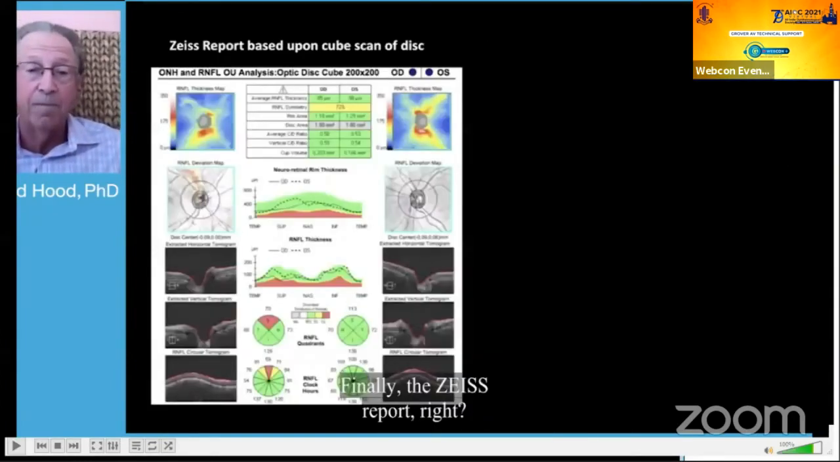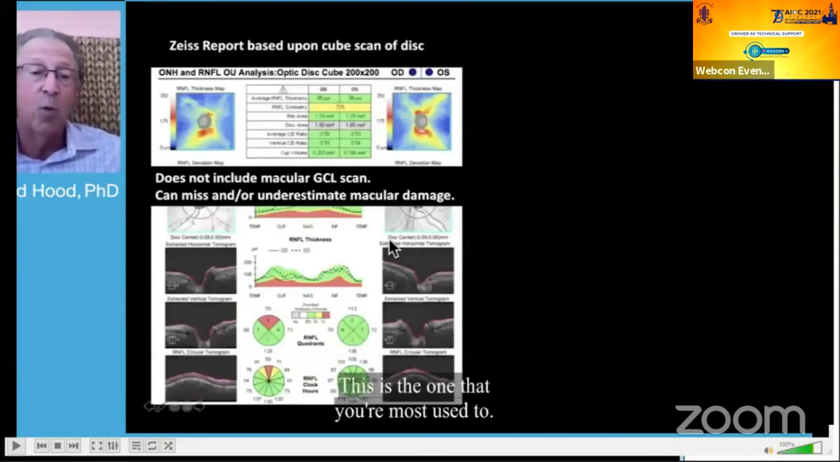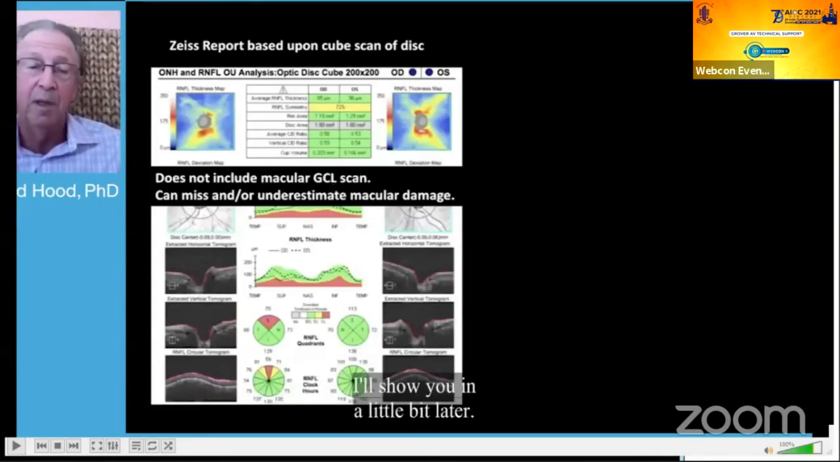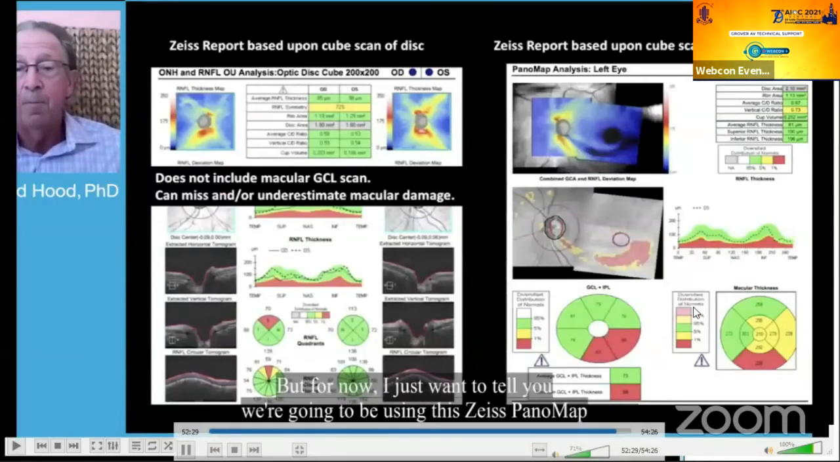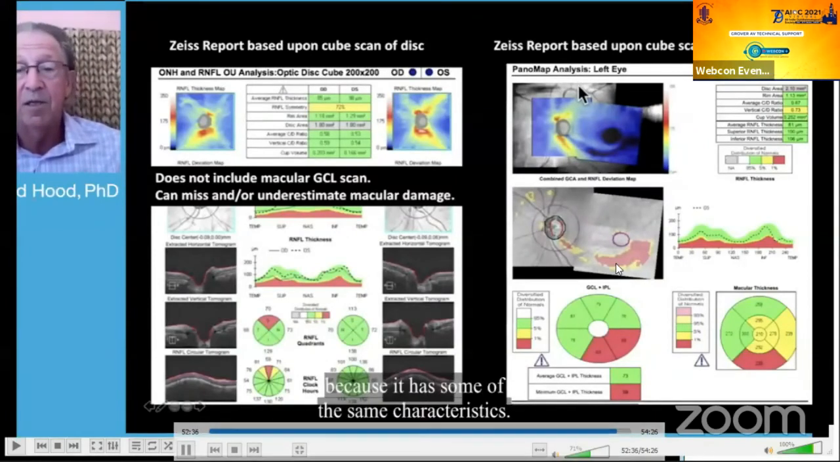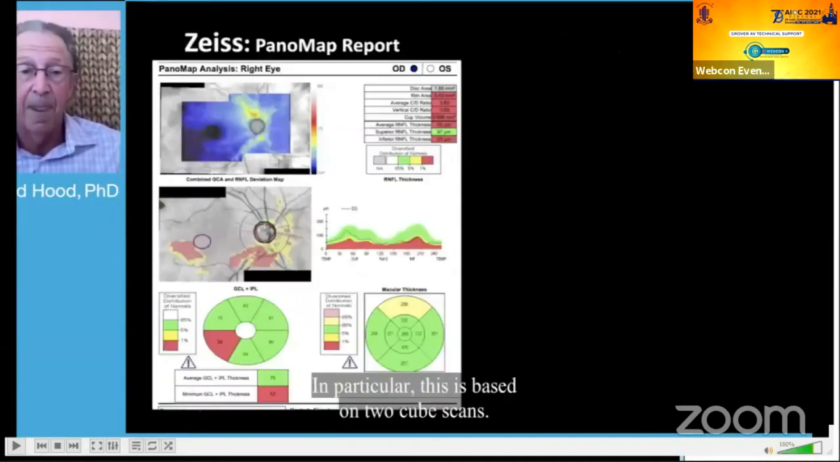Finally, the Zeiss report, right? This is the one that you're most used to. It doesn't include the ganglion cell scan. There's a separate ganglion cell report that I'll show you a little bit later. But for now, I just want to tell you we're going to be using the Zeiss Panomap because it has some of these same characteristics.